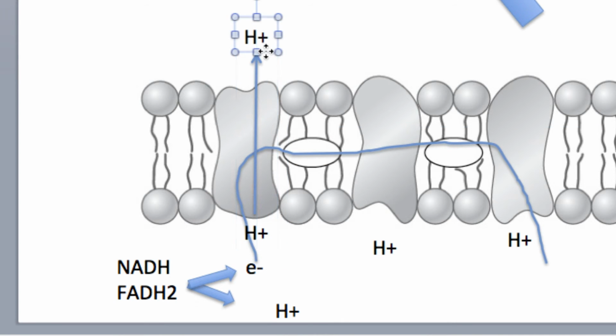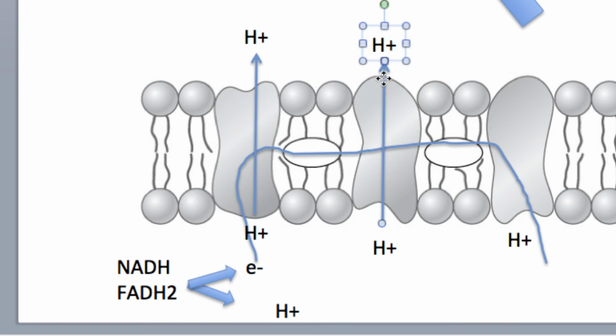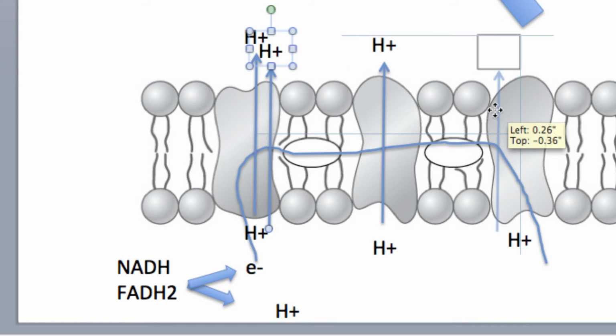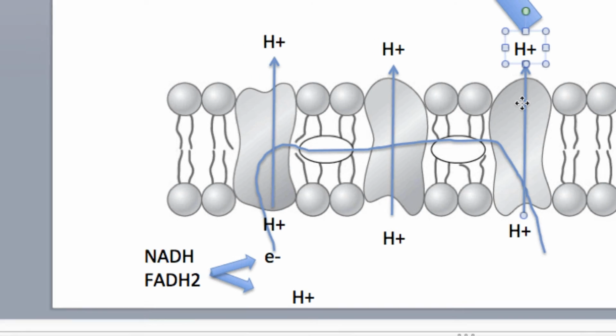So I'm just going to show an H+ going through up here. And then what I'm going to do, I just want to repeat that because this thing repeats on each one of these electron carriers. So that's basically what's going on there. So you get a whole bunch of hydrogens that get moved to one side.